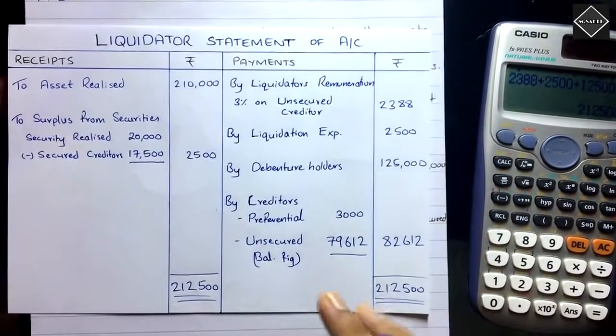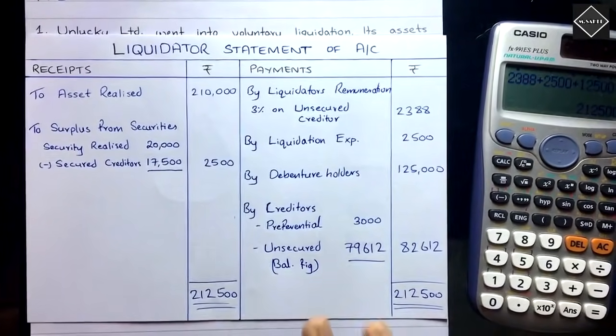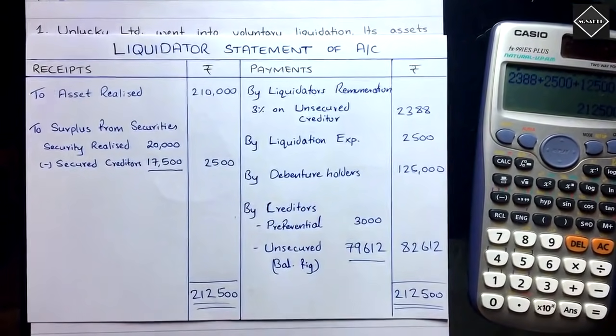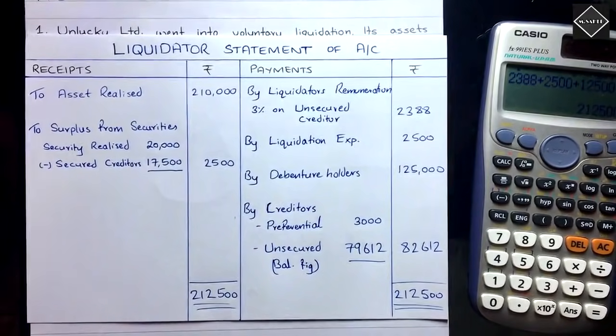So this is how you have to do the liquidator's statement of account, and mostly you will get this 5 marks problem in section B, for BCom, BBA and BAF students. Fine, you get this, right?